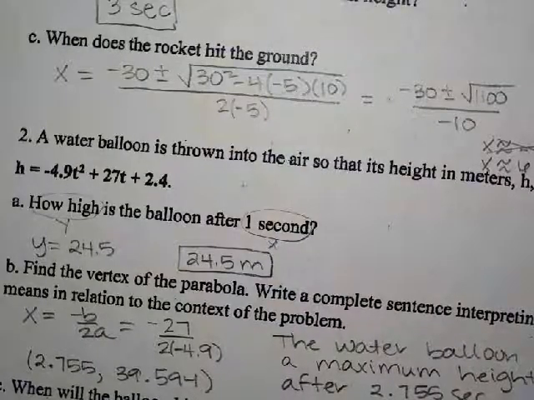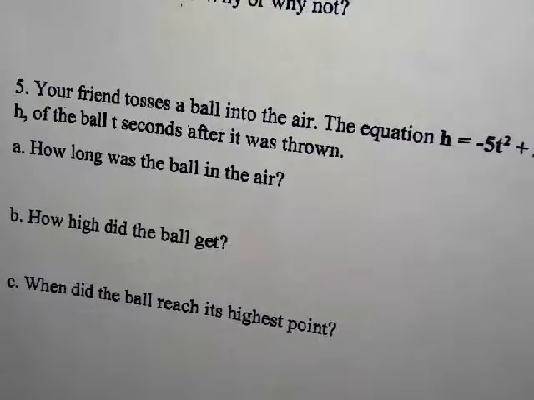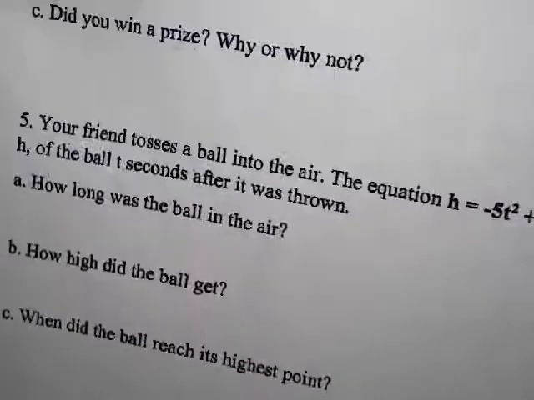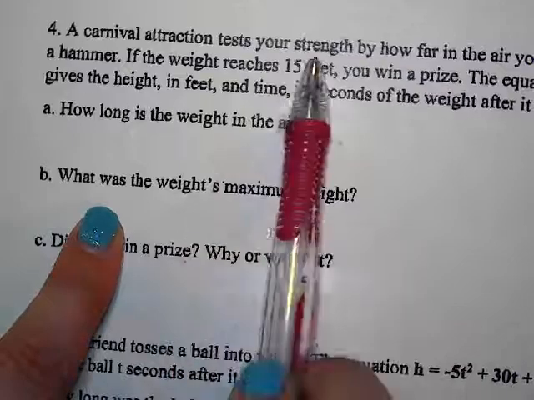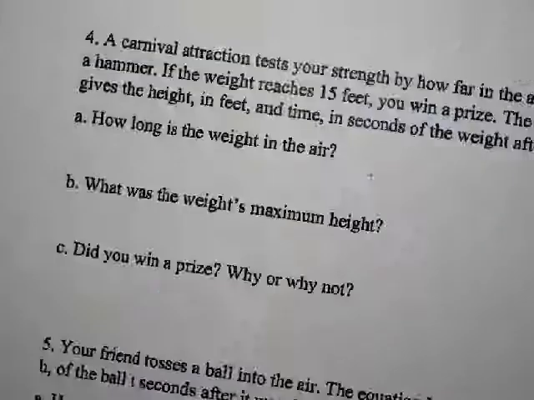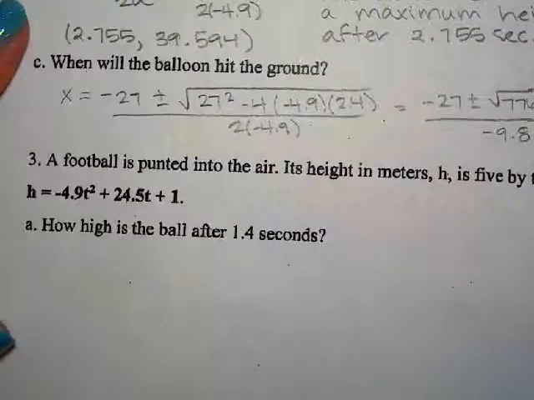If the weight reaches 15 feet, you win a prize. You can just double check and see the maximum height and see if it's 15 feet. You want to do number 3 because it has decimals? Okay. All right. Number 3. Okay. How do we do a question like this?